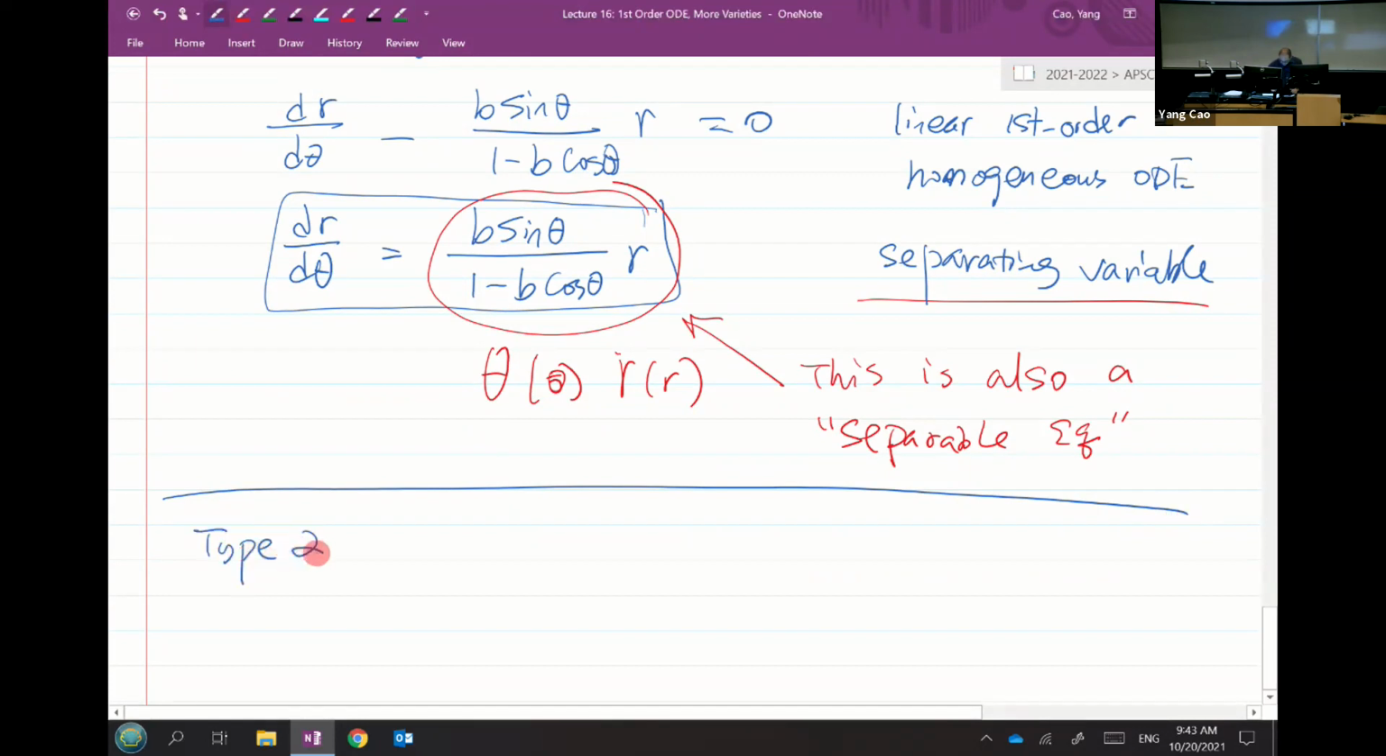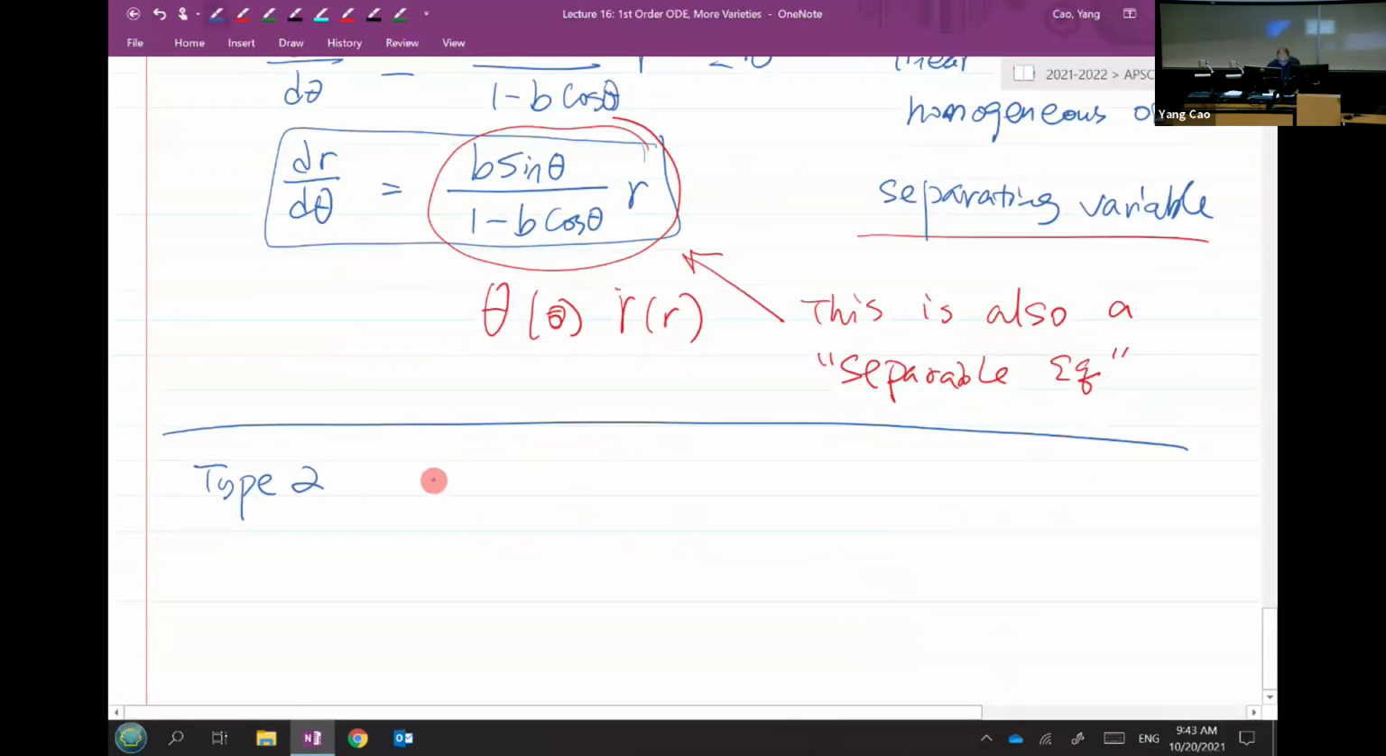So now let's take a look at the second type. I said there are 3 types. The second type is called homogeneous equation. So type 1 is called separable equation, and then this type is called homogeneous equation.